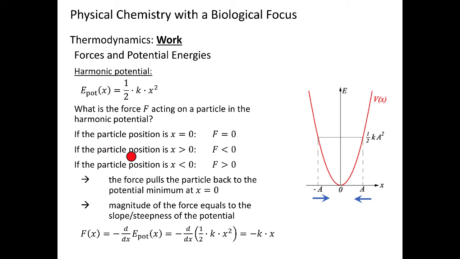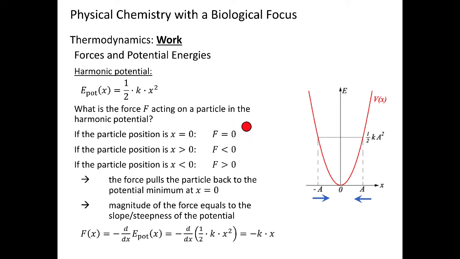If the particle position is larger than 0, we pull the particle to positive values, then the force of the spring will pull it back towards the minimum. So the force will point into that direction, and this direction we basically call negative relative to x. So it's a negative force, pulling it back towards the minimum. If the particle position is less than 0, so it's now on this side, now the force points in the opposite direction because the spring pushes it back towards the minimum position. Now the force is positive.